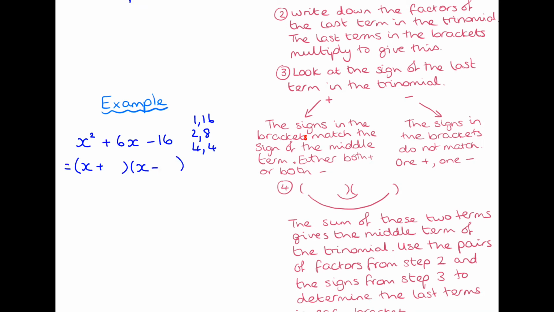So it must be the 2 and the 8. And because this middle term here is positive, we put the bigger number with the plus. So that means we put the 8 there and the 2 there. Okay, and then we can check that out, because now remember we need to do this. So we've got 8x from this one, and we've got minus 2x from that one, which gives us 8x take away 2x is 6x, and that's a positive 6x, which is what we wanted, so therefore that is the correct answer.